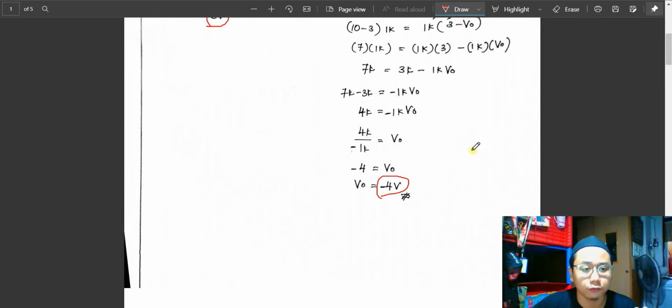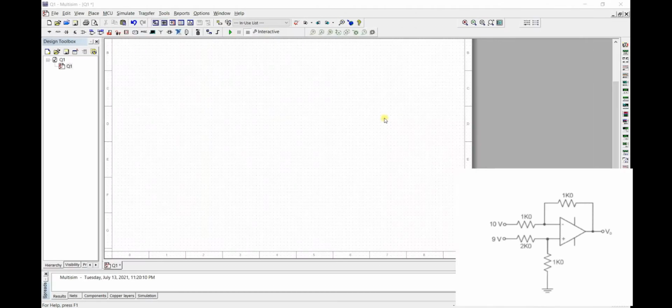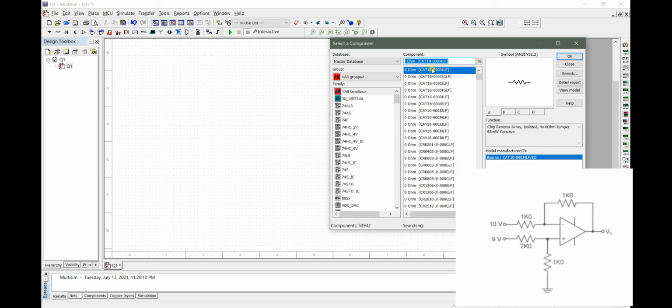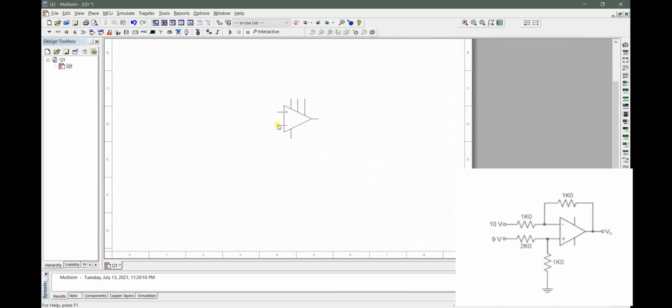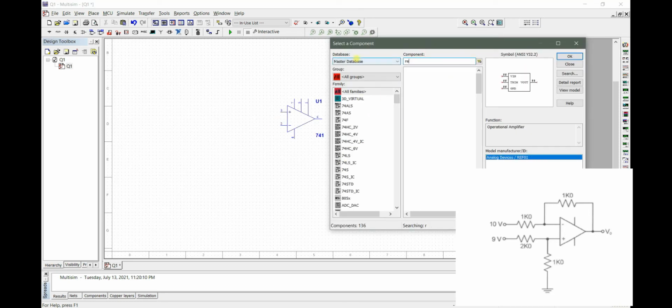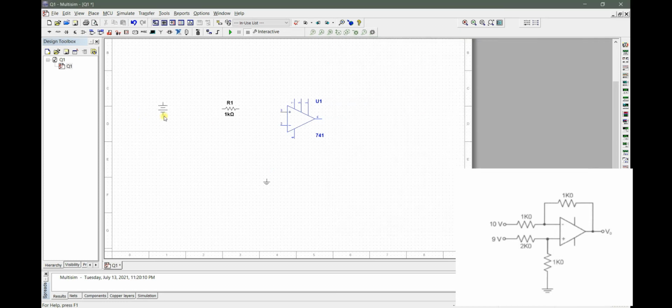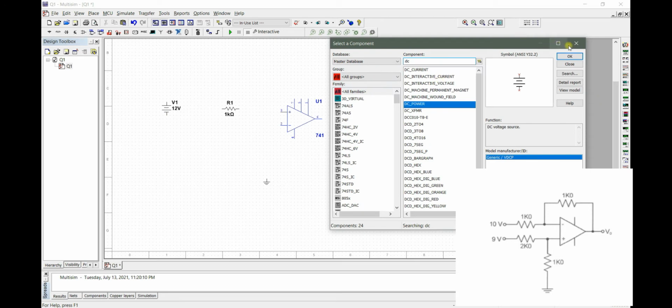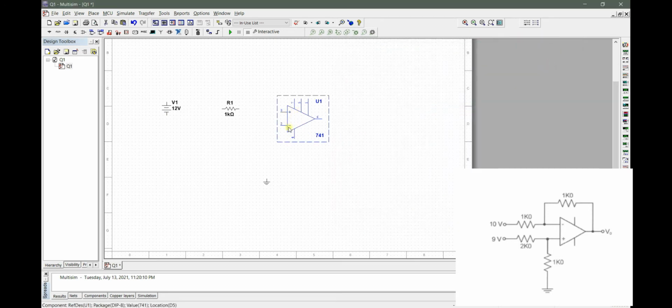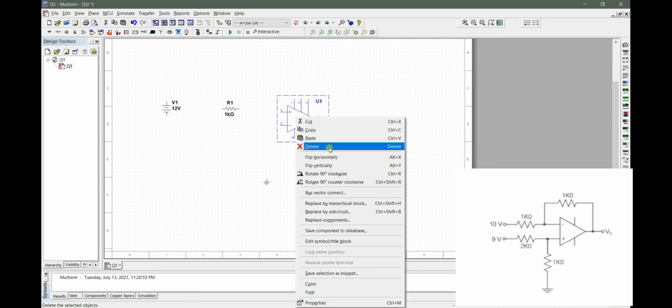So then how to prove this answer? Let's go to the simulation part. For the simulation, I use the Multisim software, and the first step is to drag out all the components we need. In this case, I use the 741 op-amp. Then I drag out all the components used in this circuit, such as resistors, power supply, the ground, VCC, and VEE.